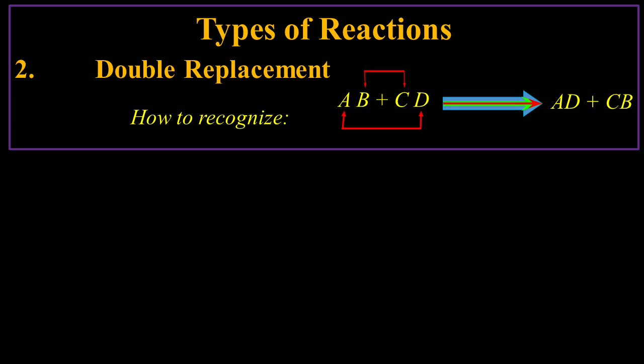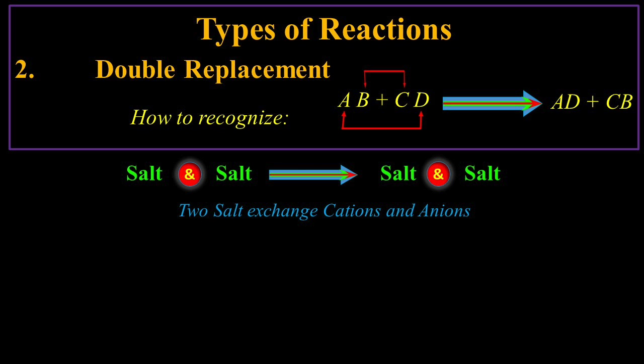The next is going to be double replacement reactions, where A is a cation, B is an anion, C is a cation, and D is an anion. And what they do is they simply exchange the cations and anions. So it becomes AD and CB. It is as simple as that. The first kind is going to simply be a basic salt plus a basic salt yields a salt plus a basic salt, where you just have an exchange of cations and anions, a swapping, so to speak.